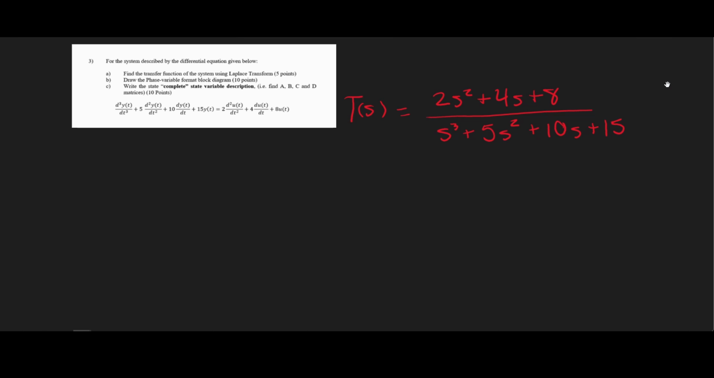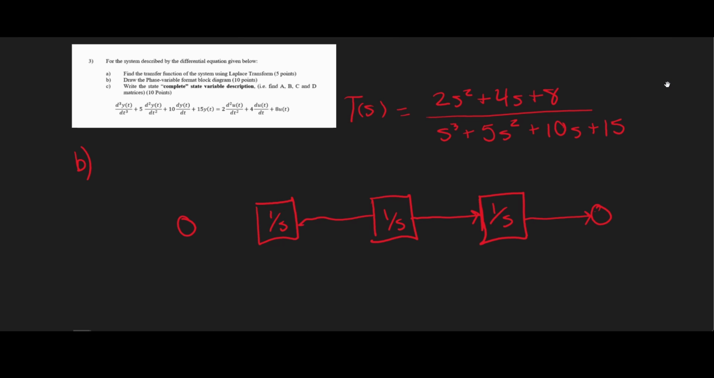Okay, for part B, we are going to have to draw the phase variable format block diagram. The degree of the denominator is 3, so we know we're going to need 3 integrator blocks. We are going to have a summer at the end and beginning. 5 times the S2 component. That's going to be negative feedback. We have 10 times S.